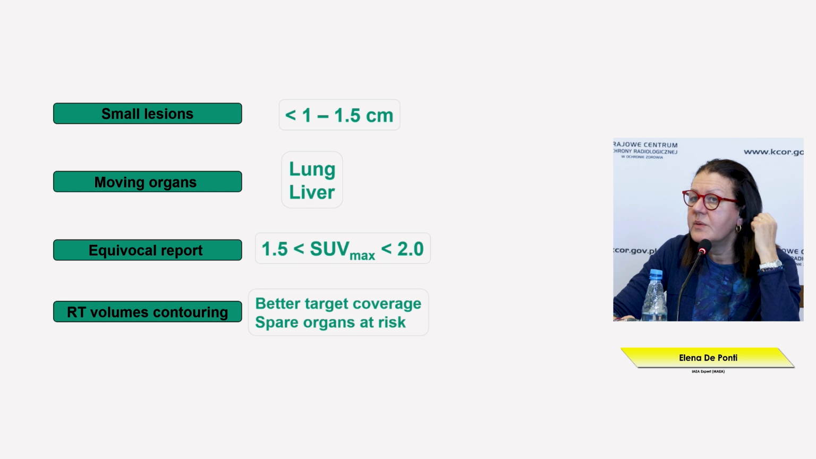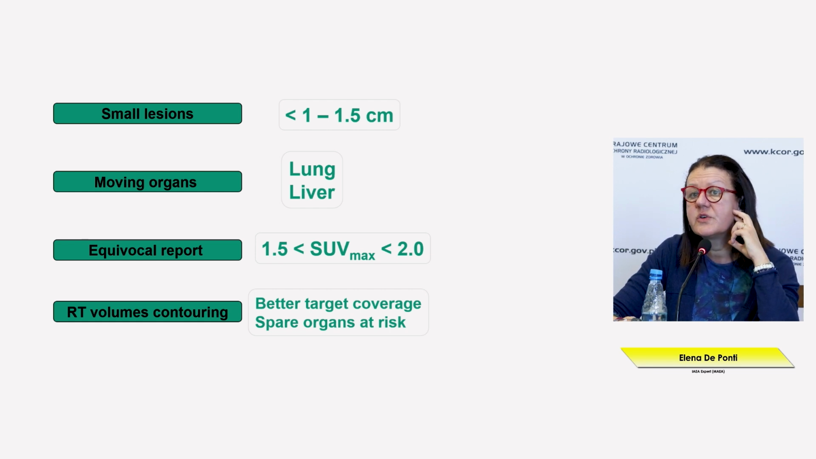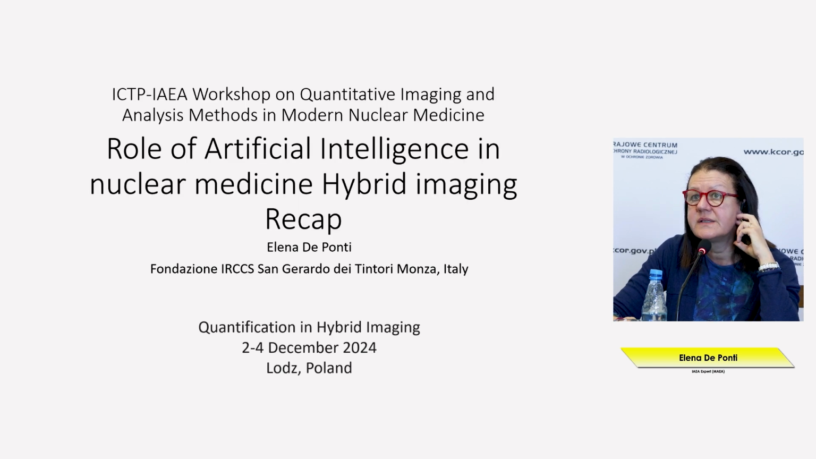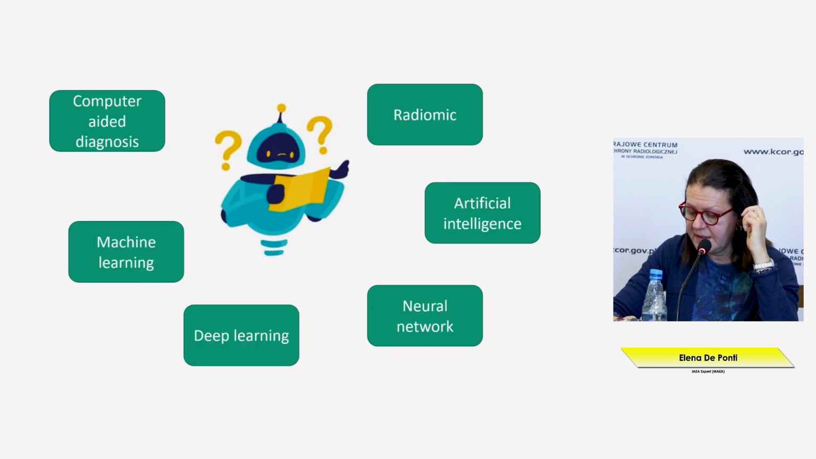In particular, motion management is important when lesions are very small, in particular organs like lungs and liver, when we have an equivocal report, so SUV values that are in a range of equivocal report, and it could be useful also for contouring volumes if we are going to use our PET CT acquisition for RT application.